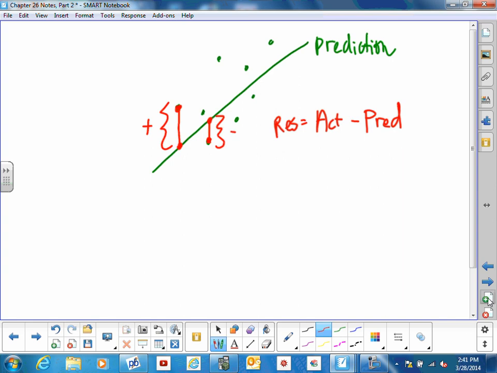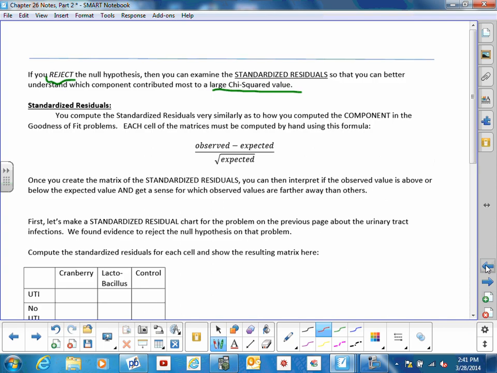Now, let me make a connection here. Would actual not be considered what we observed? And would predicted not be what is expected? So what I want to do is reference this: observed minus expected. And instead of putting it in terms of a standard deviation, because we don't really have a standard deviation measurement, we put it in terms of this component that's the square root of expected. I'm going to show you why it's that in a second.